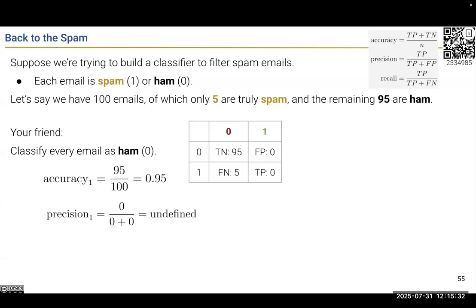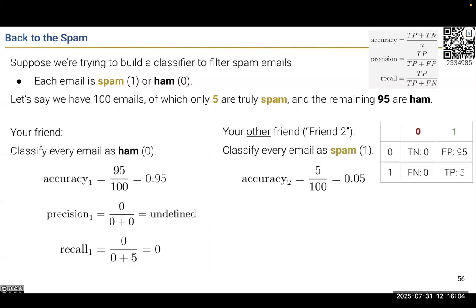What about recall? We remember precision is about the second column. Recall is about the second row, so true positives over the sum of the second row, which is true positives over all of the actual ones. So 0 over 0 plus 5, which is 0. So undefined precision, 0 recall. Probably not a good idea for our purpose.